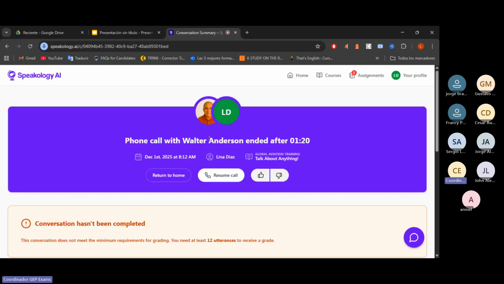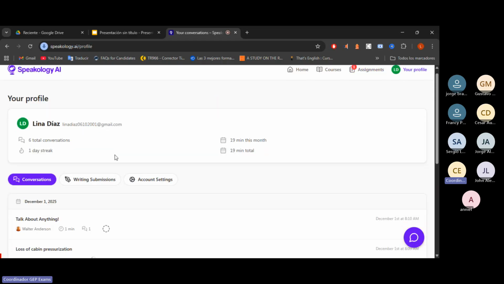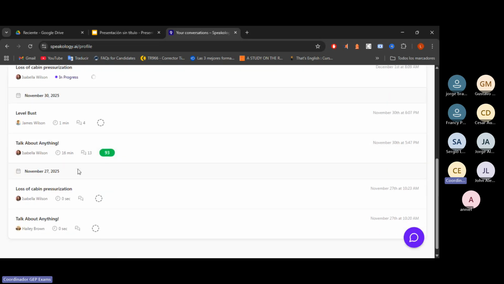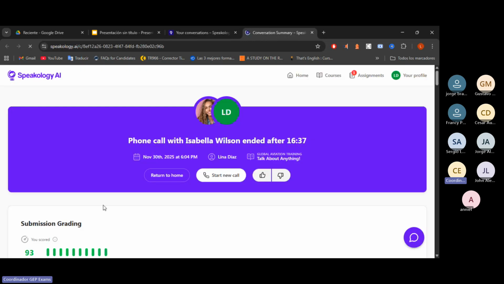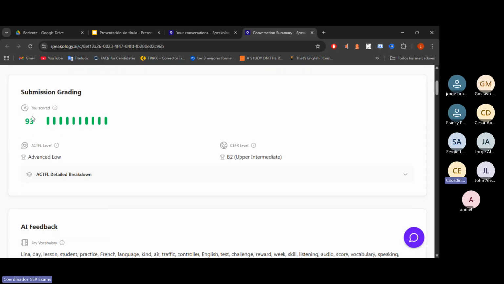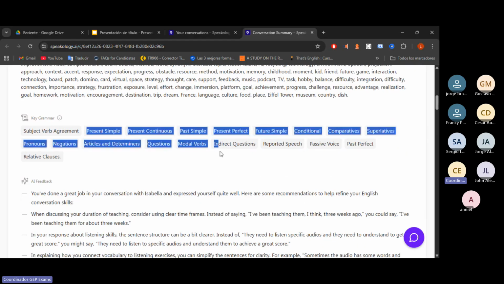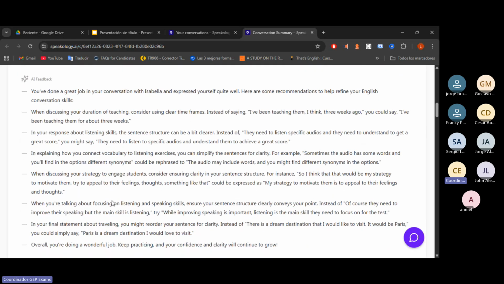So let's suppose we completed this part. Let's end this. And after each conversation you're going to find something like this. Your grading, your label, for example, that is going to say you're B2. In this conversation, you had a B2 level of English. And in here you're going to find your feedback: the vocabulary, the grammar that you used while you were speaking, and feedback.